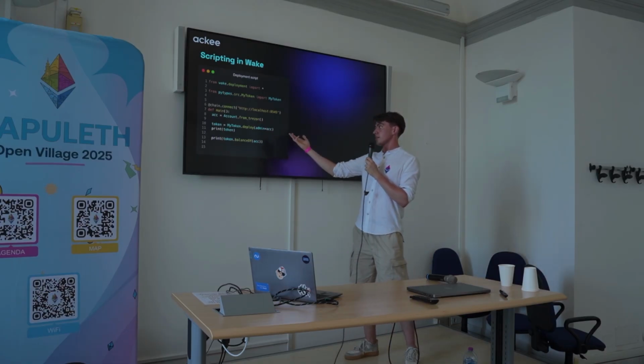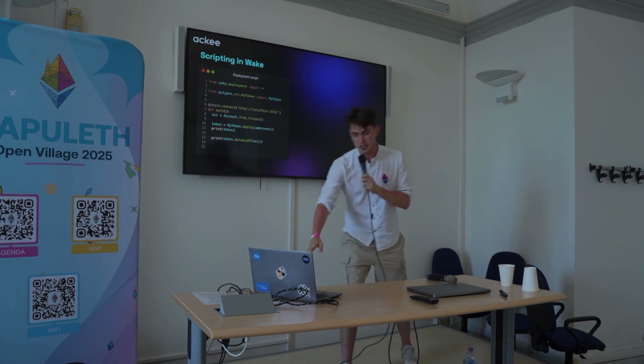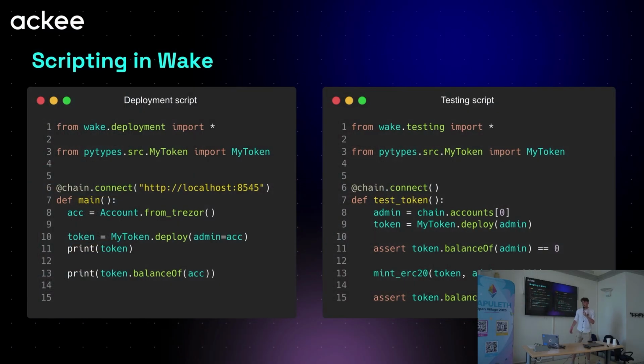Here you can see the deploy, and also some information about the contracts that have been deployed. And here you can see the testing script. It's a little bit similar, and it is intentional to be this way. Here you can see the difference between them. In the deployment script, you import wake.deployment, but in the testing script, you import wake.testing. And also pytypes you should import in the first and second case.